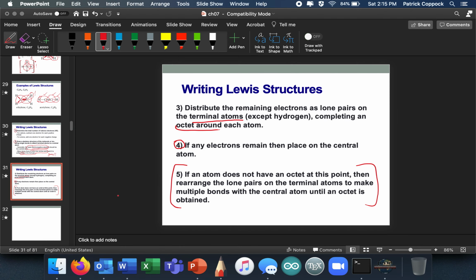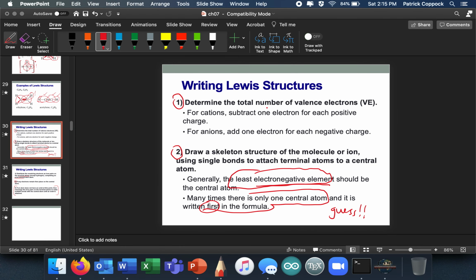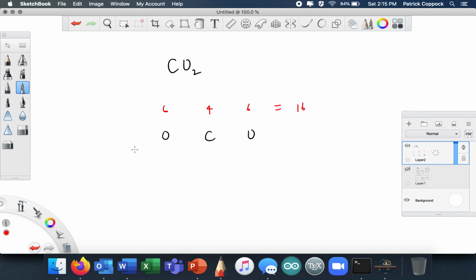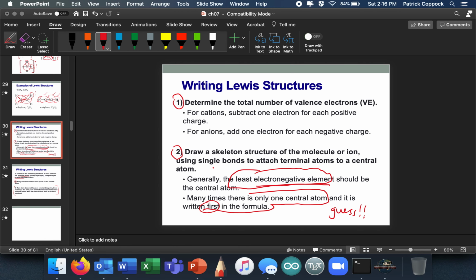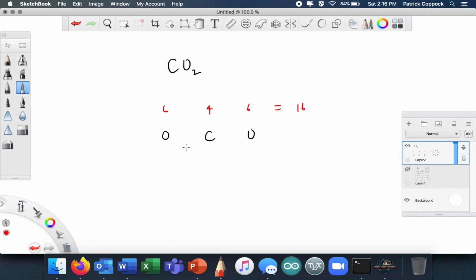Right, so let's go back over here. Step 1, determine the total number of valence electrons, which I just did in red. Number 2, draw a skeletal structure, which I did. Use single bonds to attach terminal atoms to the central atom, okay? So there's a single bond and there's a single bond, because these are terminal atoms. They're on the termini, they're on the ends, right? So I just drew 4 electrons. I've got 12 to go.